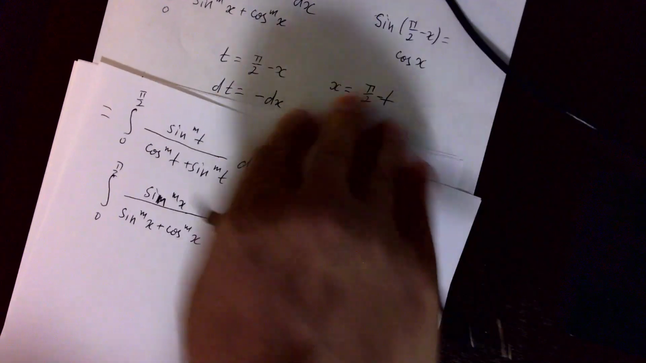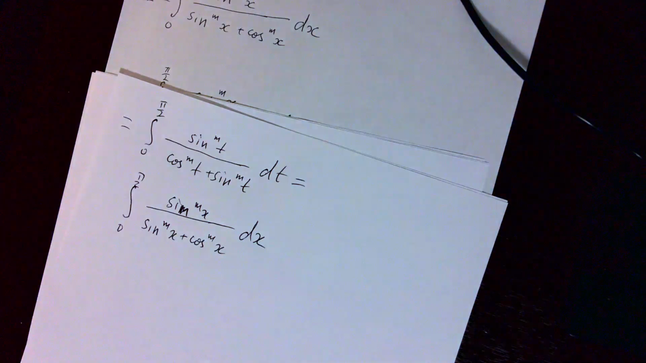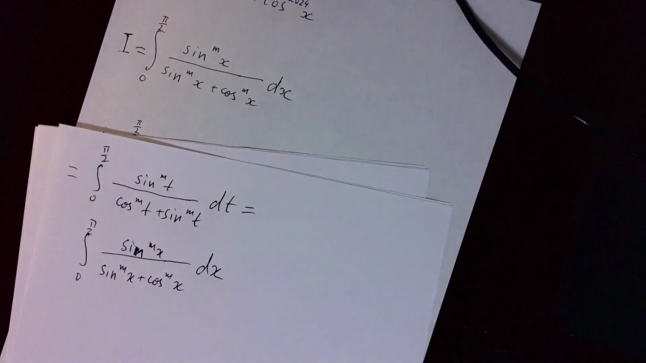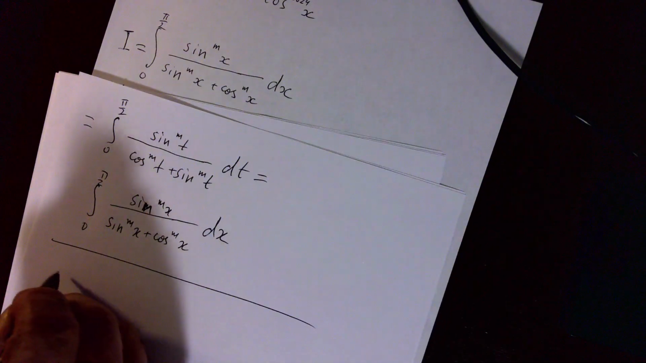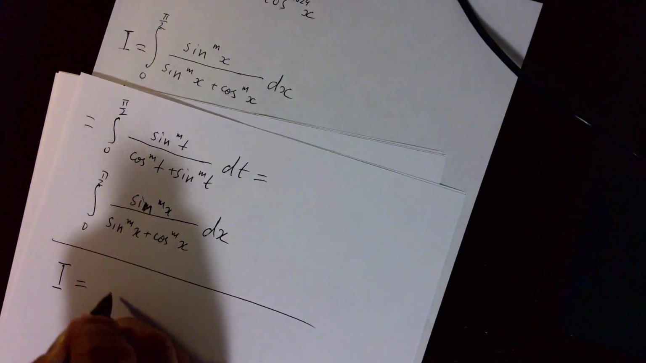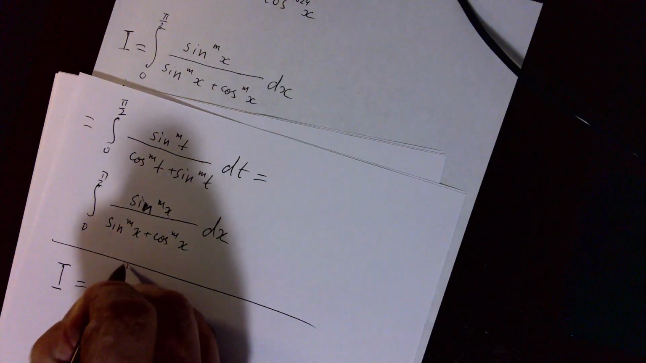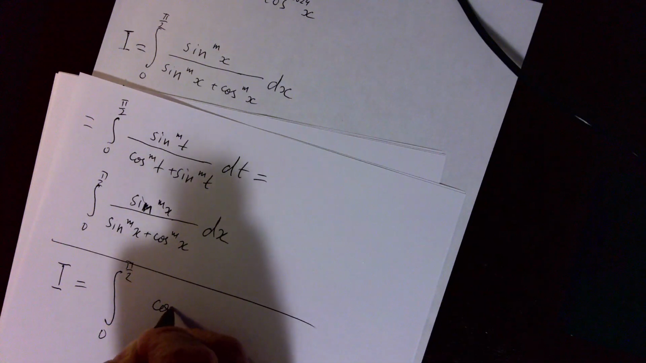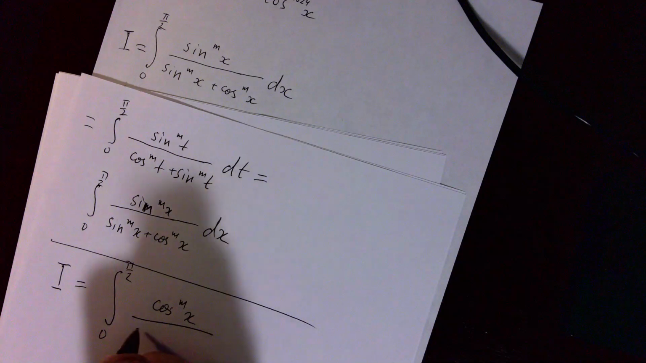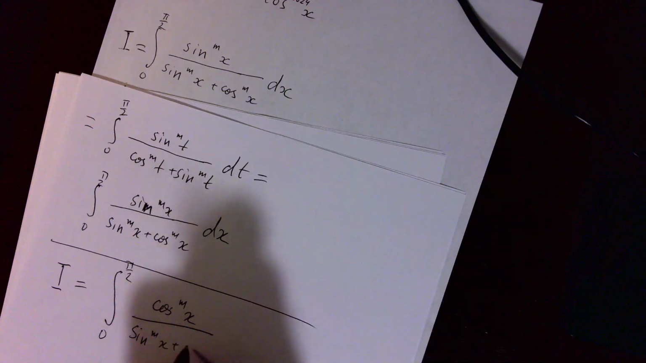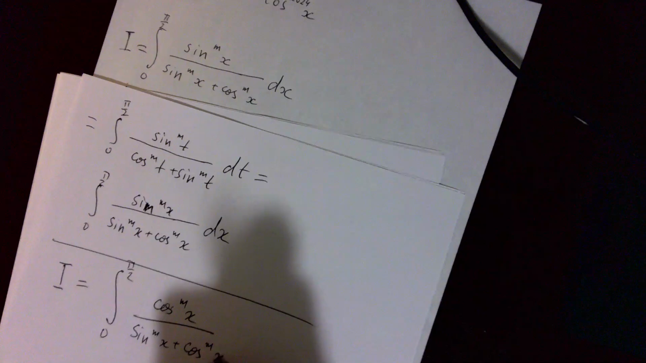We started with the same integral. We called it I. So the other integral is also I. So we have two representations of the integral. I is what we had before, and I is also the integral from 0 to pi over 2 of cosine to the power m x divided by sine to the power m x plus cosine to the power m x dx.